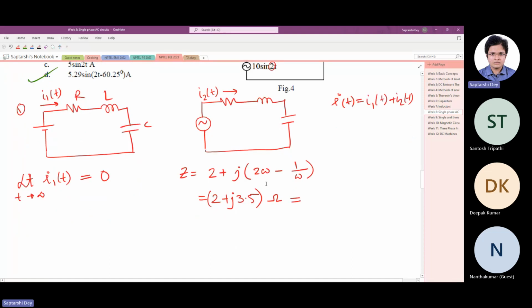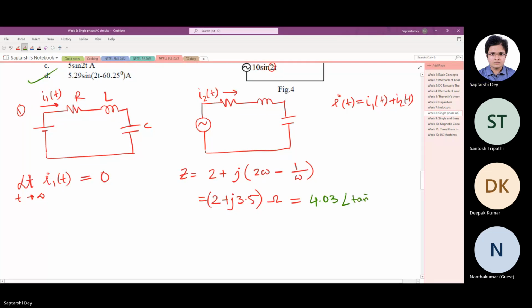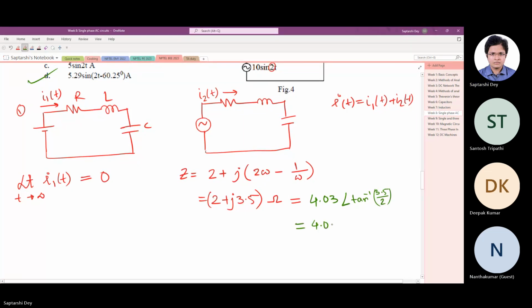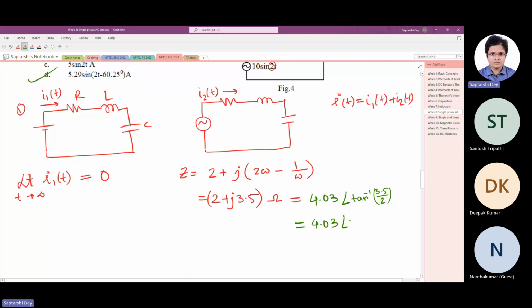What is the equivalent resistance? Sorry, impedance. It's 4.03. I dearly hope that you guys can find this out, and if you cannot, ask me. Okay, let me write it for you. Angle 60.26 degree.